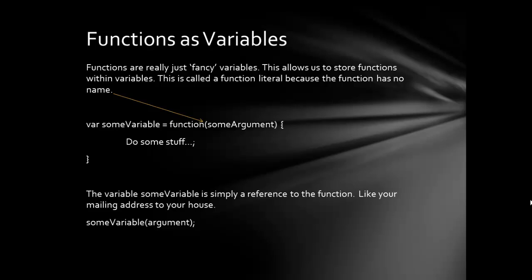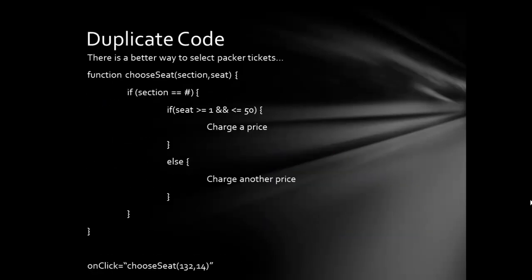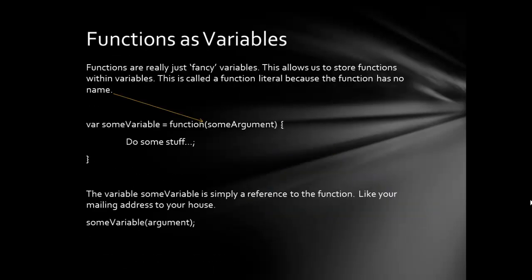That's what some variable does in this case. That variable is like your address. It references the actual function that does its thing. And so the way we can call it is like we did before. You saw here when I called onClick choose seats 132, 114. We do the same thing here, but we use the variable and we can pass an argument through it in parentheses after it, to pass whatever argument we need to send to our function.